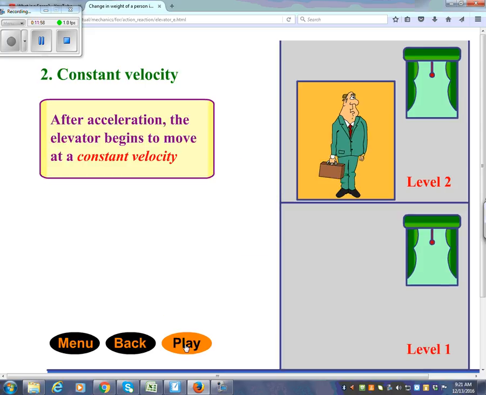After acceleration, the elevator begins to move at a constant velocity, like the elevator in school here. If you're on an elevator that's moving at constant velocity, what do you weigh? The same. How come? No acceleration, no net force. Forces are balanced.